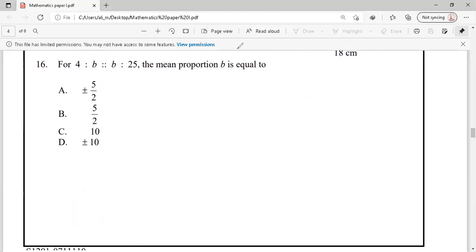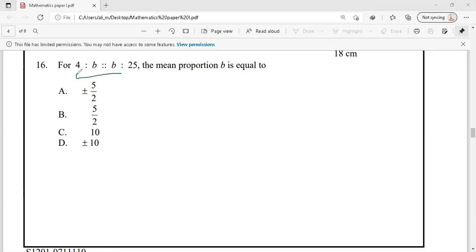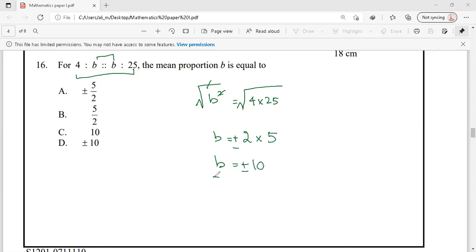Now let's see question number 16. We have a proportion 4 is to b proportional to b is to 25, and we have to find the value of mean proportion b. By taking the product of extremes and the product of means, the equation would become 4b square equals 4 into 25. By taking square root on both sides, the square and root will cancel out, so b will become 2 into 5. So b will be equal to plus minus 5 twos are 10. So the correct answer is option D.